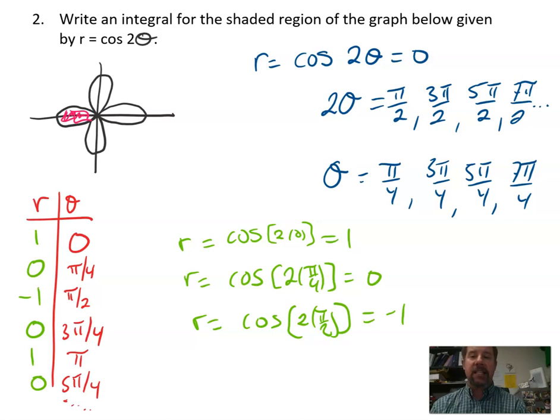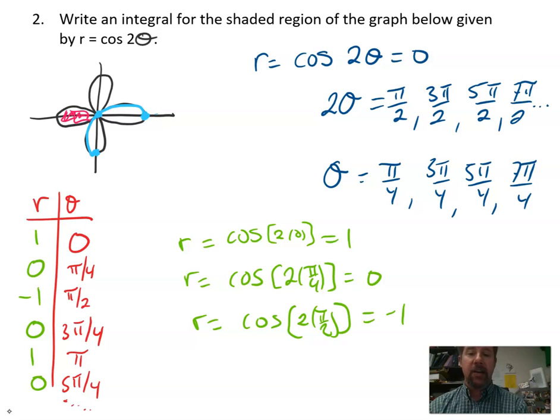Now if I were to sketch these points, we would start with a theta of 0, so in this direction here, and a radius of 1. So we're starting right there on our petal. Then I'm going to go to pi over 4 and a radius of 0. We're back to the pole. Then pi over 2 and a radius of negative 1. Pi over 2 is the positive y-axis, but with a radius of negative 1, that would bring me down here.